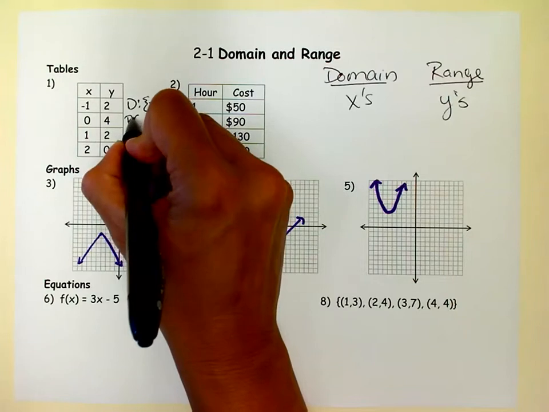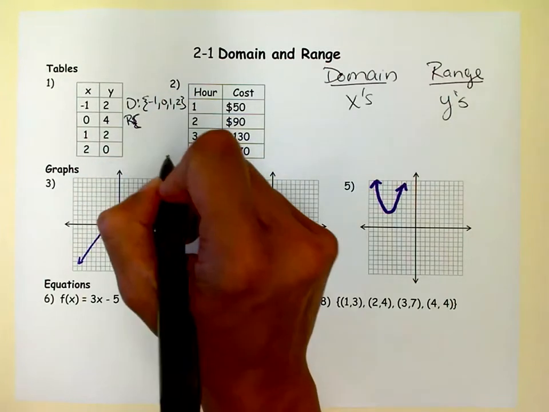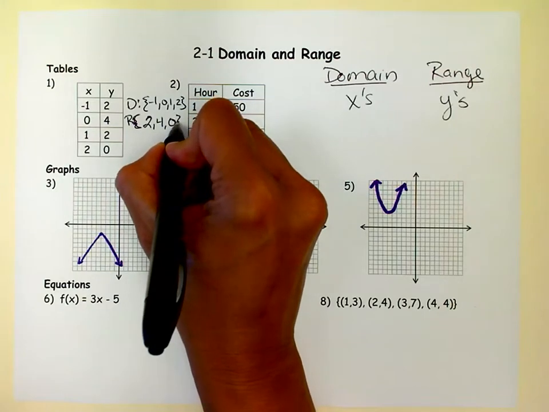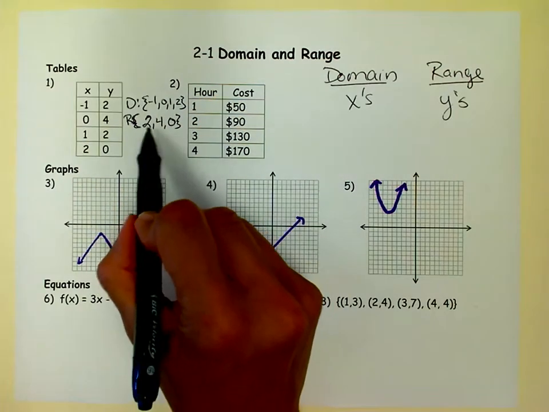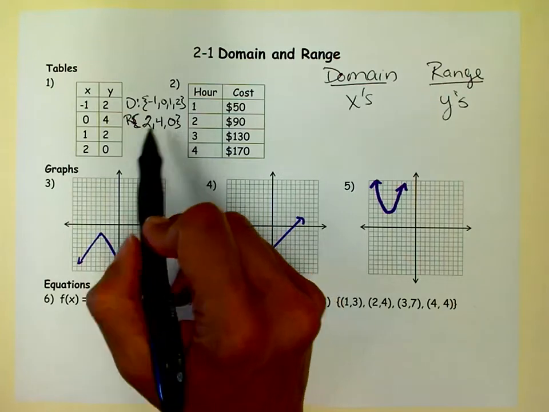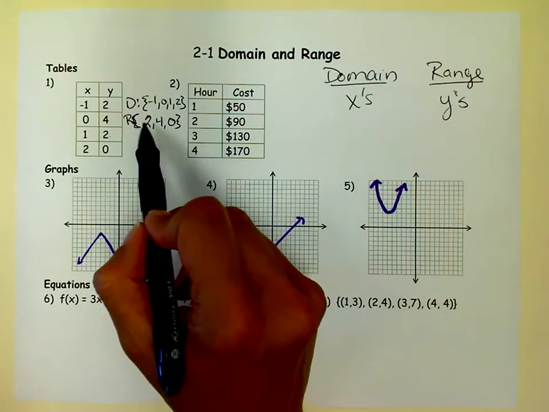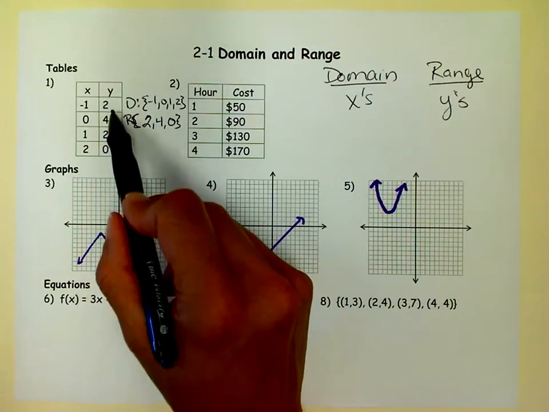Range. I'm supposed to have one of those little braces there. It's 2, 4, and 0. Sometimes teachers are picky about putting them in order. Sometimes they're not. But when there are 2 y's listed, you don't need to put them both. 2 is part of the range, but you don't have to put both of them.